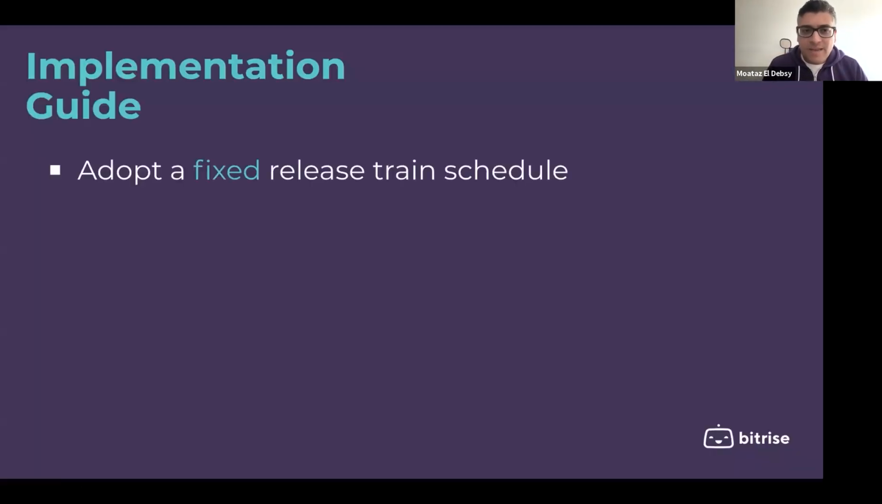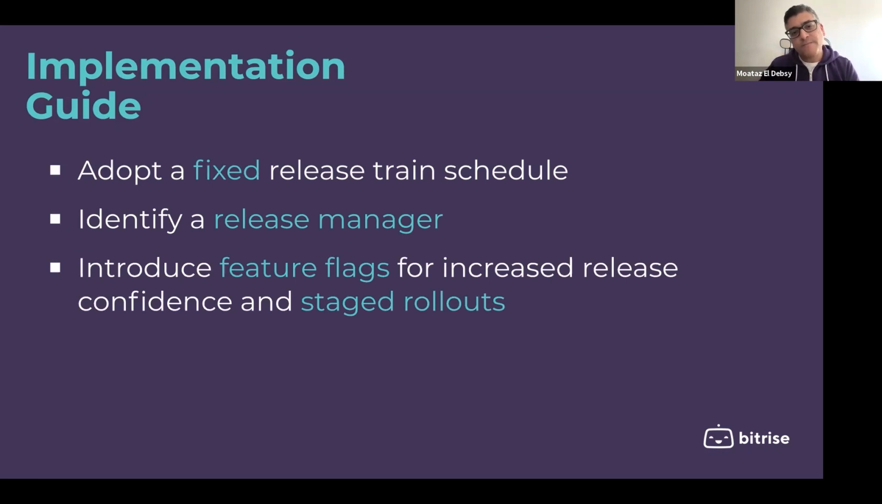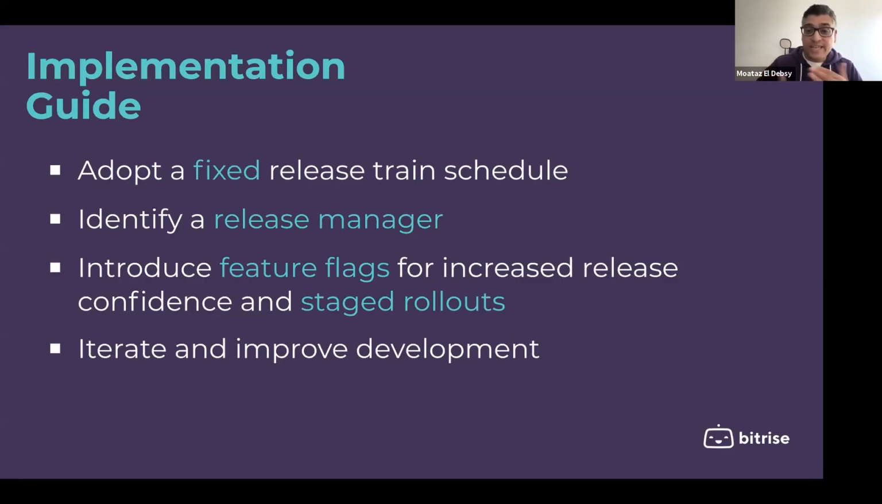The implementation is as simple as adopting a fixed release train schedule and identifying a release manager, who will communicate between the developers, the teams, the stakeholders, and the product managers. Then after that, introduce feature flags for increased release confidence and staged rollouts. So for example, with feature flags, you can decide, okay, I will deploy the application to 10% of our users, and then after that 20, 30, and so on. So we can increase gradually just to check that the application is behaving correctly, and iterate and improve deployment.